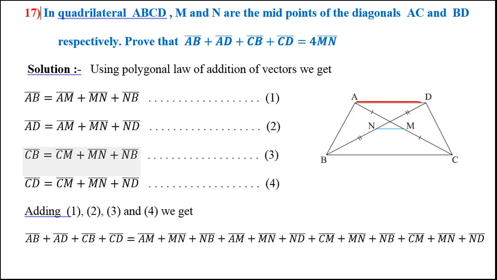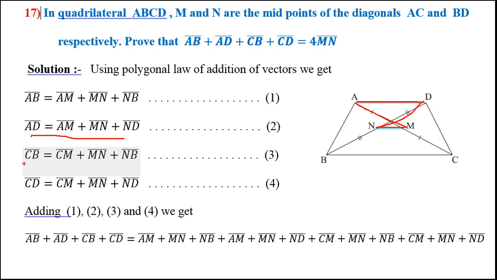You can look at AD bar. AD bar is AM plus MN plus ND. So moving a particle from A to M, then shifting it from M to N, and then from N to D is equivalent to shifting a particle from A to D. So we have this second equation.